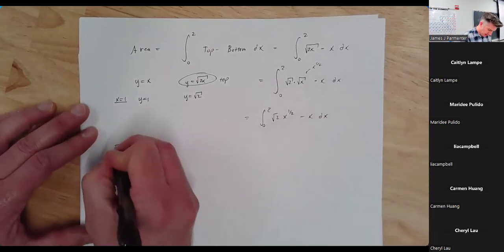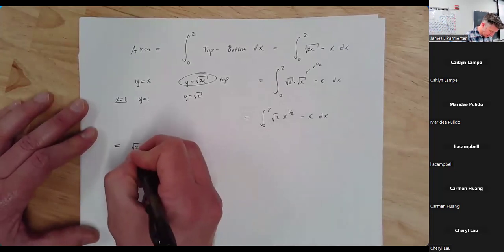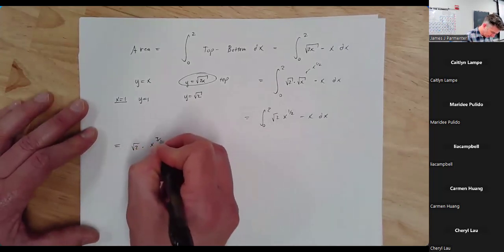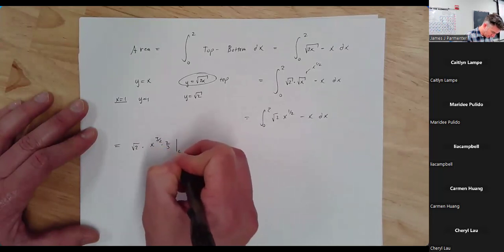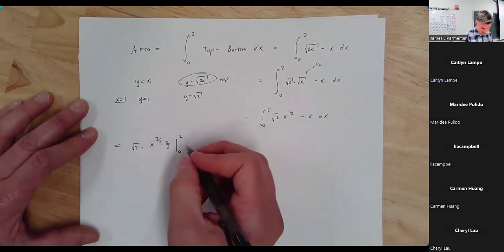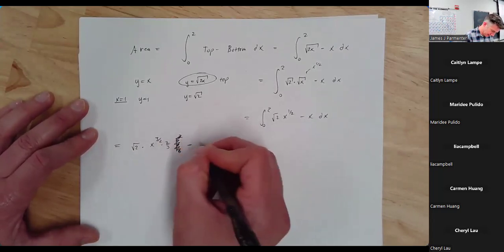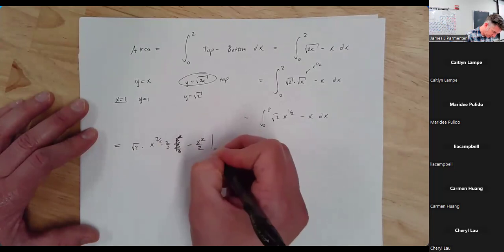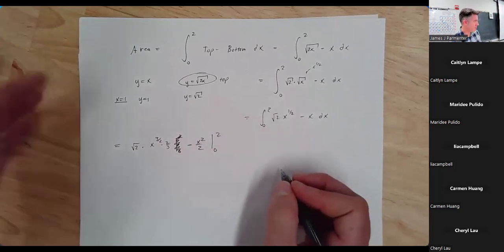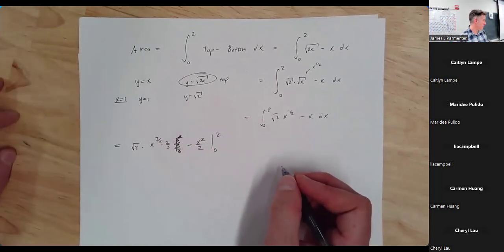And then we're going to integrate and get square root of 2 times x to the 3/2 times 2/3 from 0 to 2. Oh, minus, not from 0 to 2 yet. Minus x squared over 2 from 0 to 2. And then you would plug in and you would get the same answer of positive 2/3.